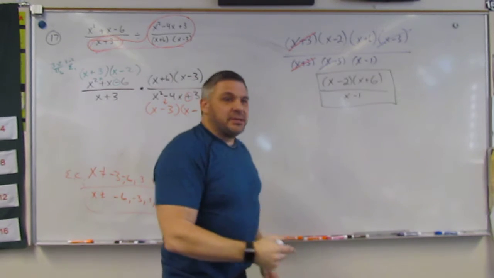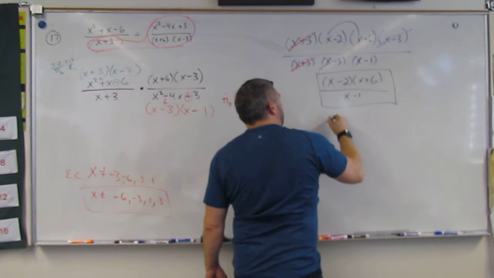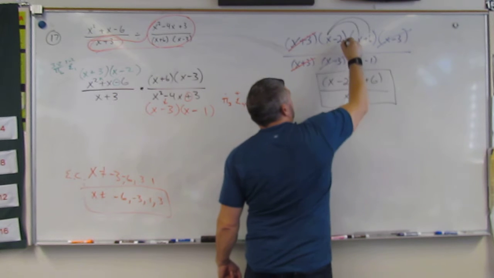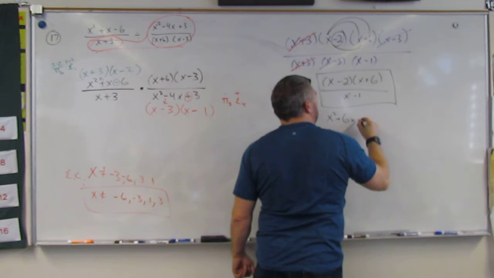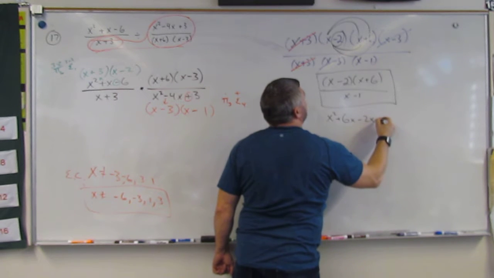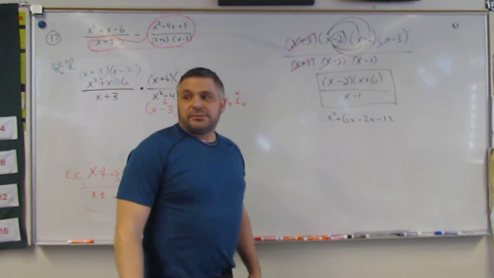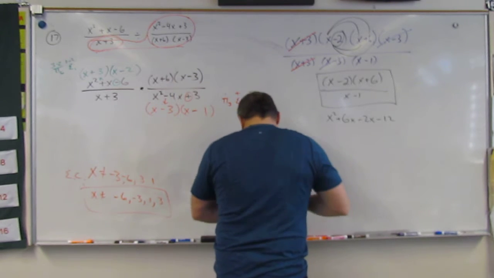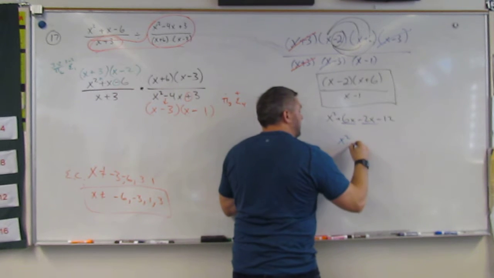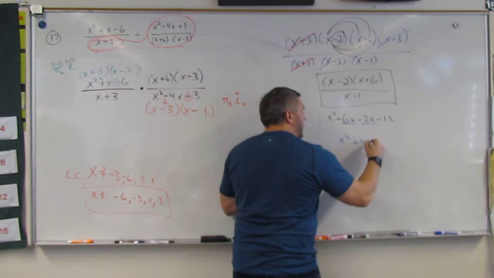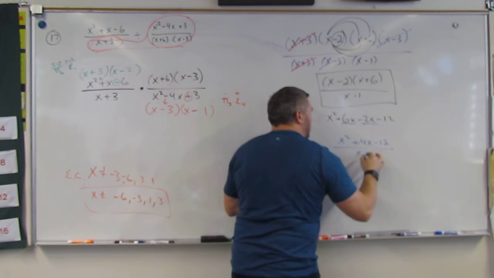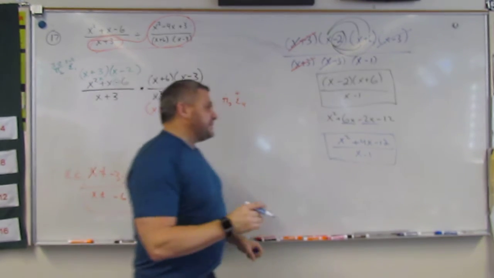And then the next answer: x times x is x squared. X times 6 is 6x. Negative 2 times x is negative 2x. Negative 2 times 6 is negative 12. Then I'll collect my like terms. So I get x squared plus 4x minus 12 all over x minus 1. And that's my other answer.